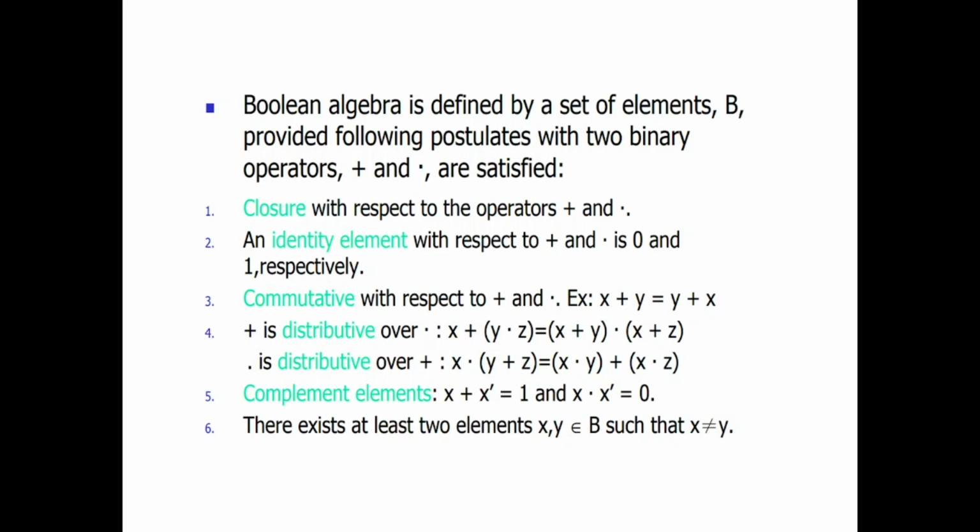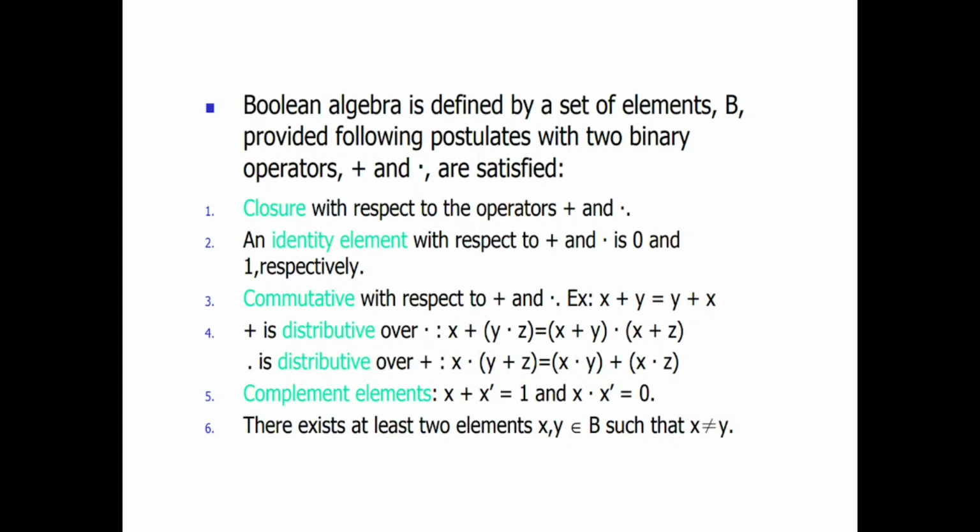When we are defining with respect to dot, it can be written as x dot y equal to y dot x. The next is plus is distributive over dot. This can be given as x plus (y dot z) equal to (x plus y) dot (x plus z). Then next, the same distributive law: dot is distributive over plus. For this, it is defined as x dot (y plus z) equal to (x dot y) plus (x dot z).